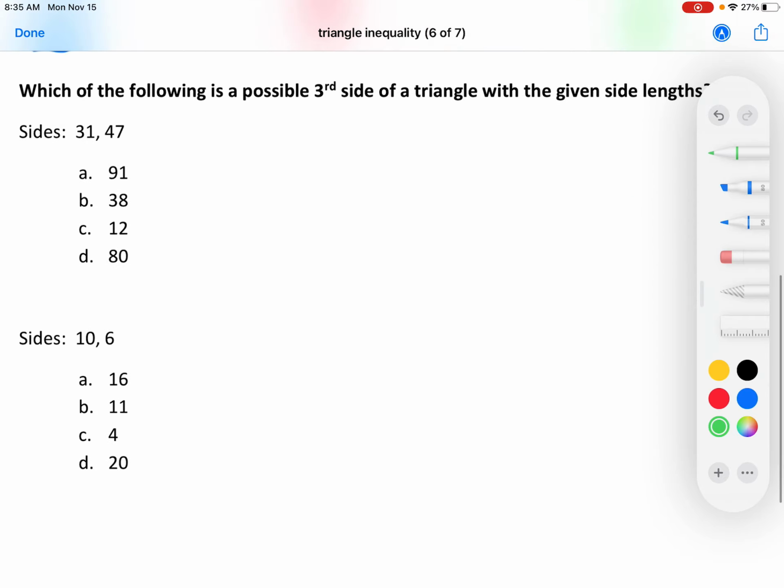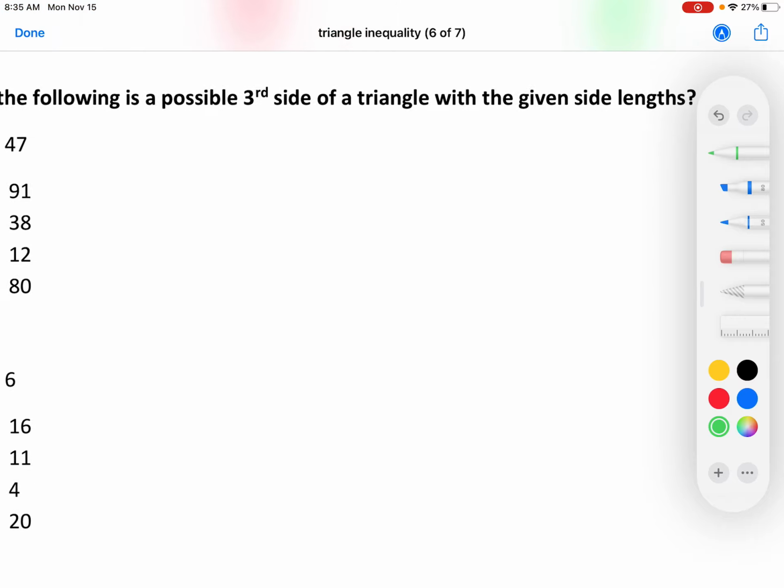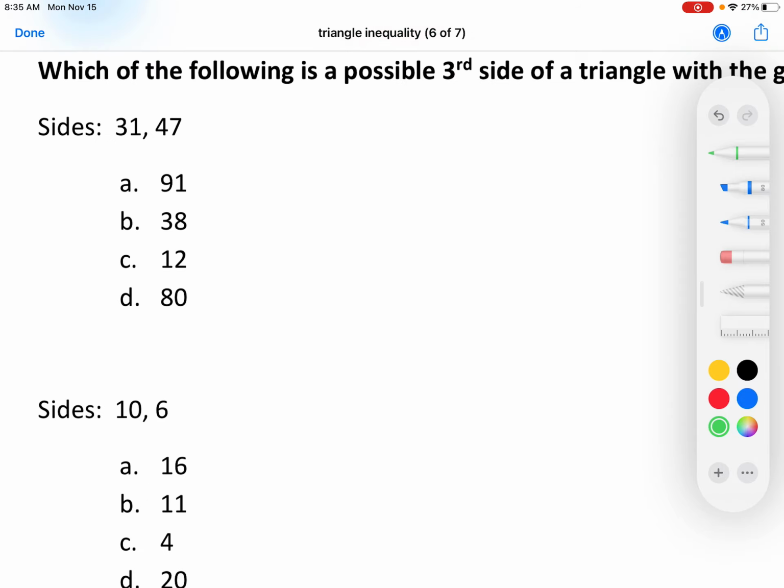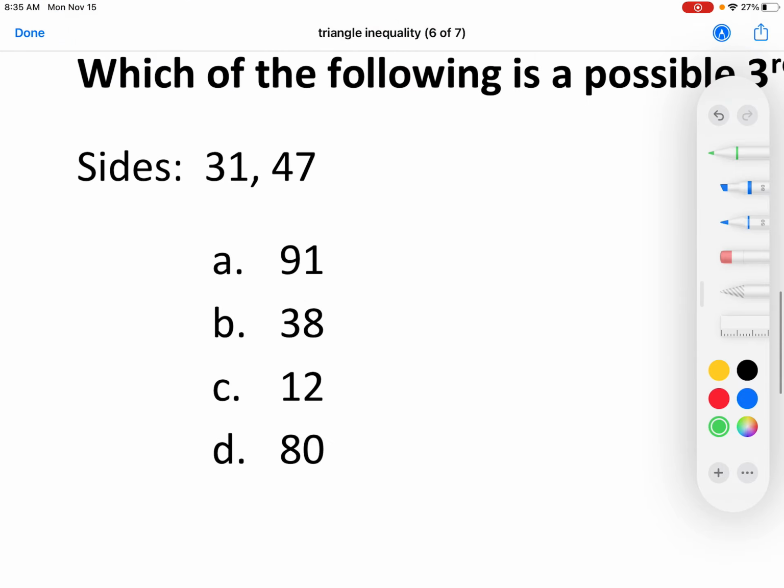On your Canvas problems, there are some questions that look just like this. Which of the following is a possible third side of the triangle with given side lengths? Okay, so if it gives you these two right off the bat, 31 and 47, which of these would be possible? And so what we have to do is go through our answer choices and check them against the two sides that it already gave us.